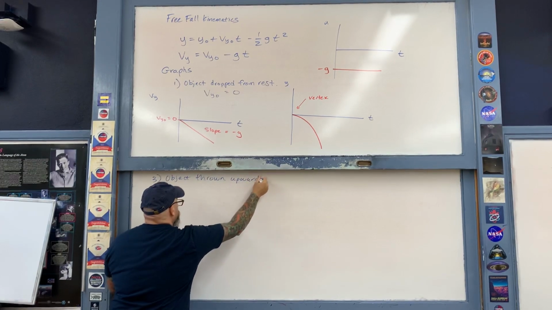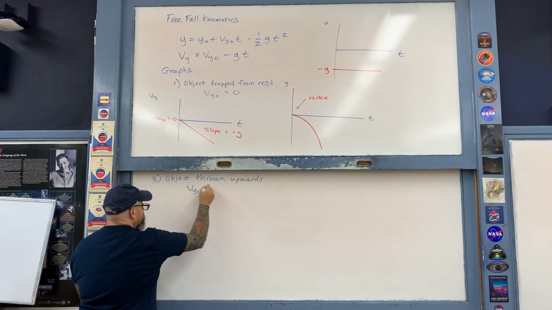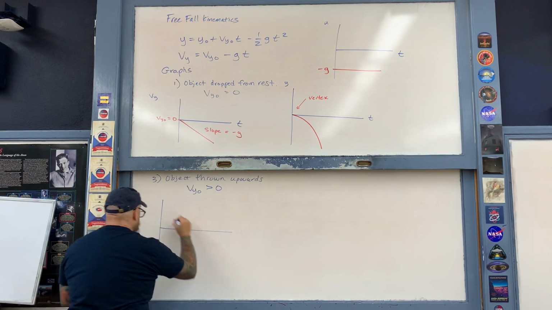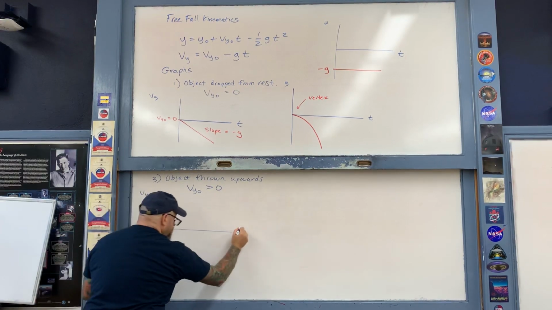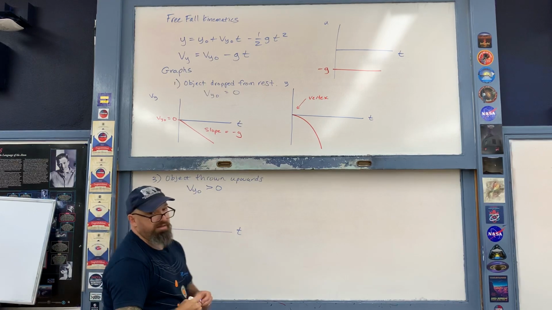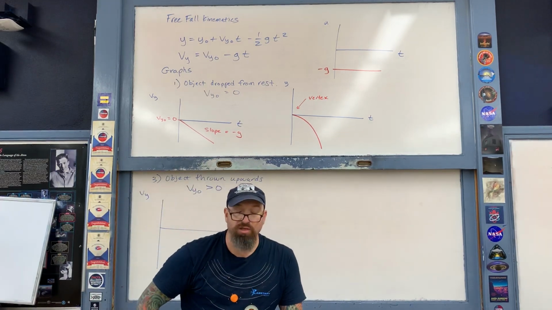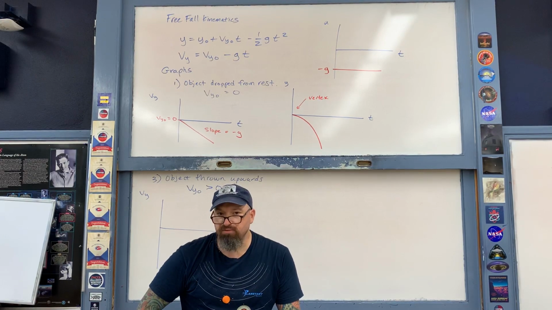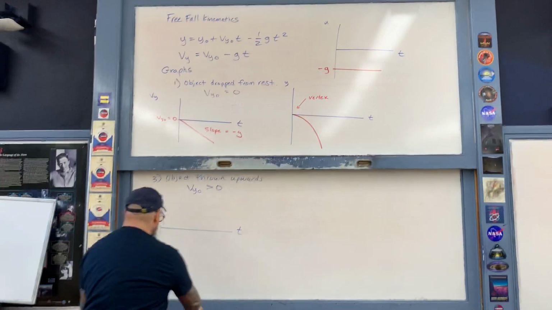For the object thrown upwards, the initial velocity Vy0 is a positive number. Therefore, if you graph out the velocity as a function of time, you're going to end up with the exact same line as before. Once again, it's a line with a slope of negative g, but in this case, the y-intercept is a positive value for the initial velocity. That then looks like this.